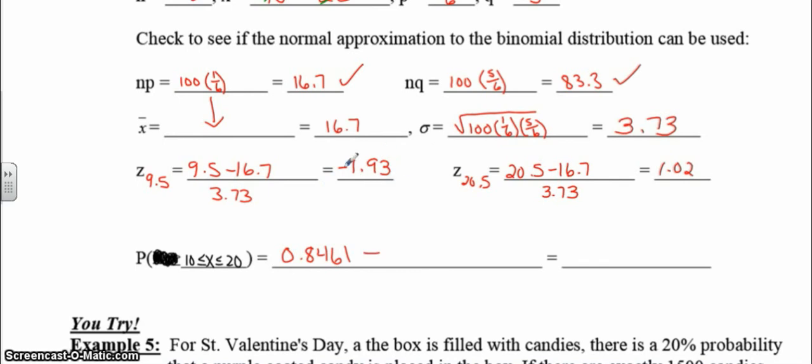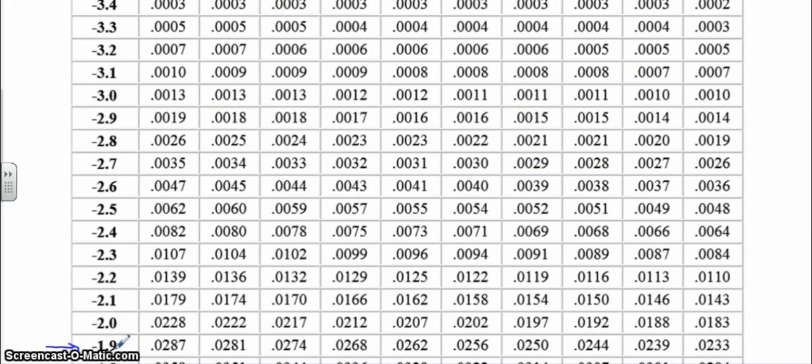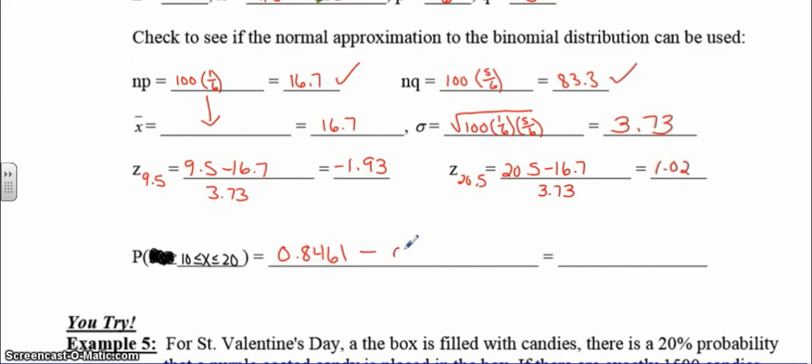And we're going to subtract the probability of this z-score. So for a z-score of negative 1.93, here's negative 1.9. So that's 1.90, 1.91, 1.92, 1.93. So it's 0.0268. And when you subtract those two values, you get 0.8193.